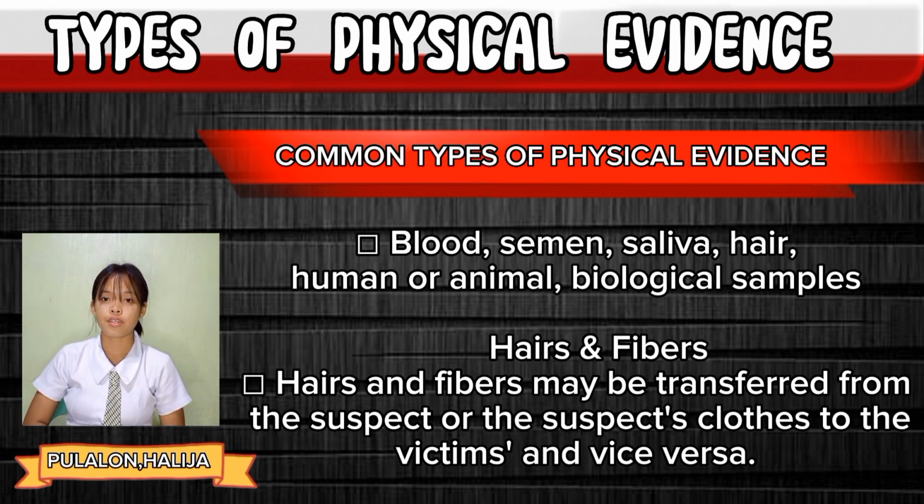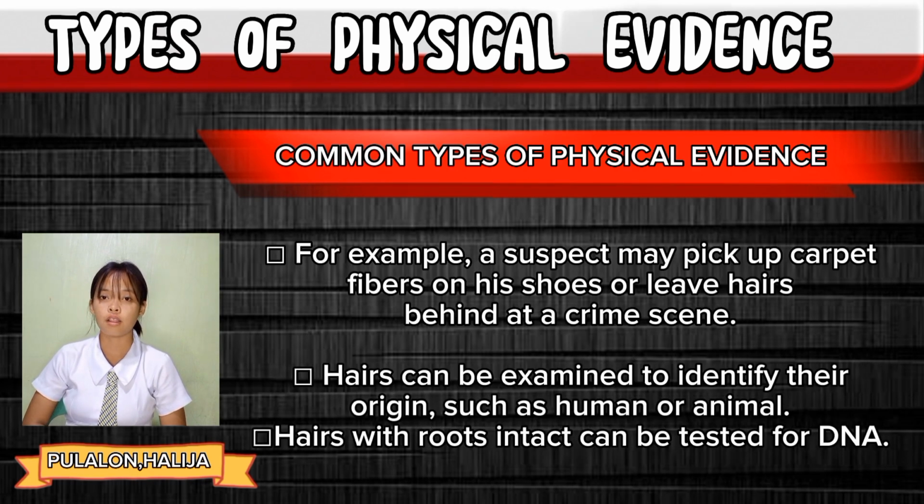Hairs and fibers. Hairs and fibers may be transferred from the suspect or the suspect's clothes to the victims and vice versa. For example, a suspect may pick up carpet fibers on his shoes or leave hairs behind at a crime scene. Hairs can be examined to identify their origin, such as human or animal. Hairs with roots intact can be tested for DNA.